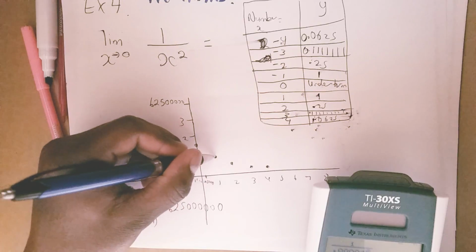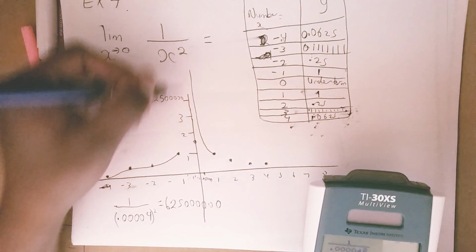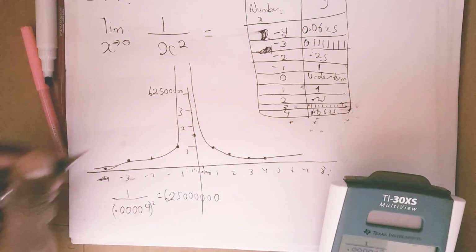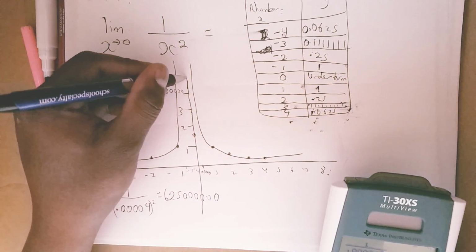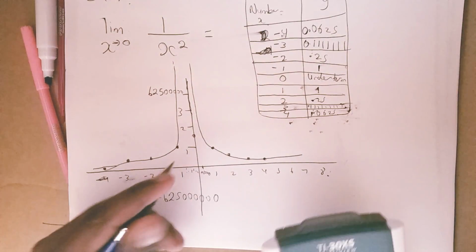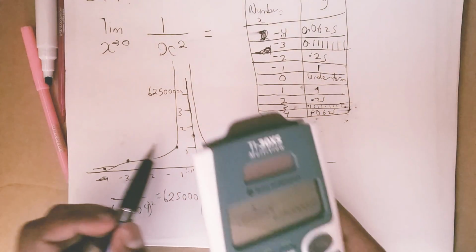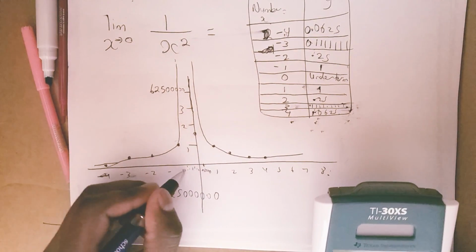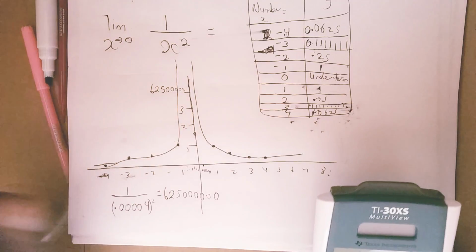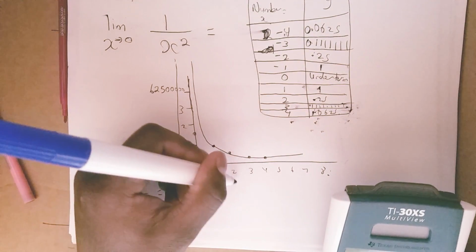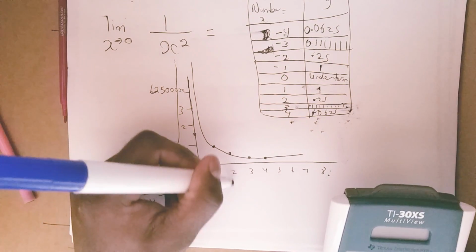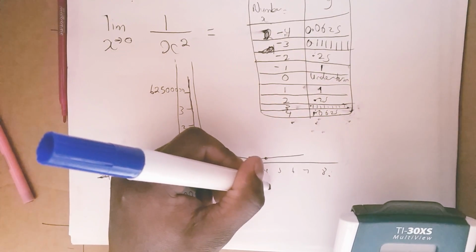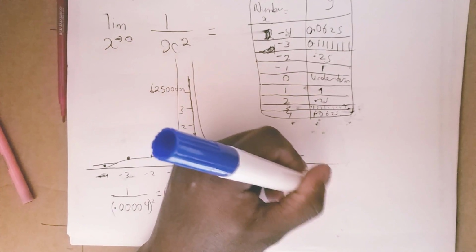The smaller you plot the point, the graph will just continue to go up and up. On this side as well, the graph will continue to go up and up. So that means at this point here, the limit at x equals 0, there is no limit. The graph is getting bigger and bigger, higher and higher as you plot smaller and smaller points. So there's an example already: the limit as x approaches 0 is no limit.